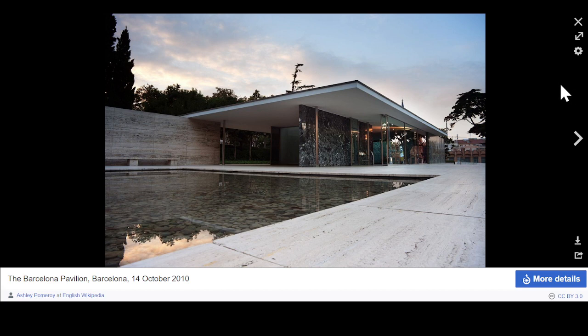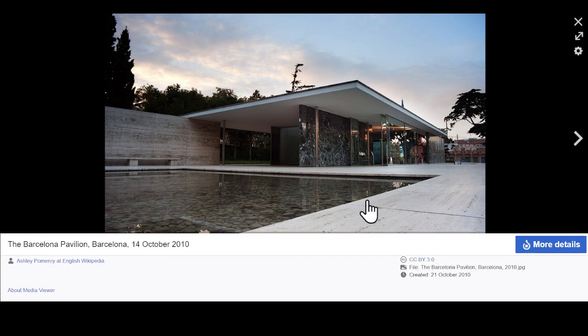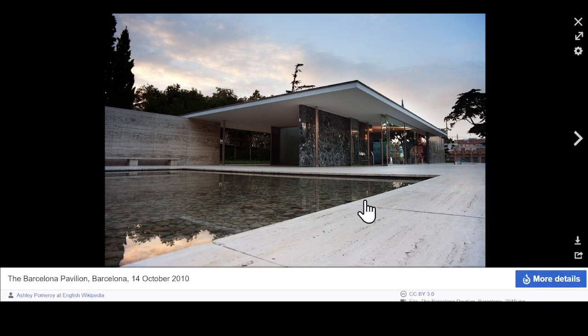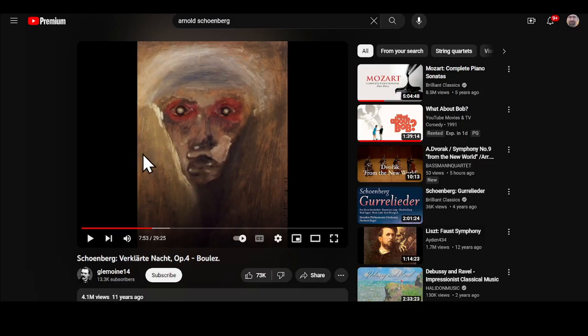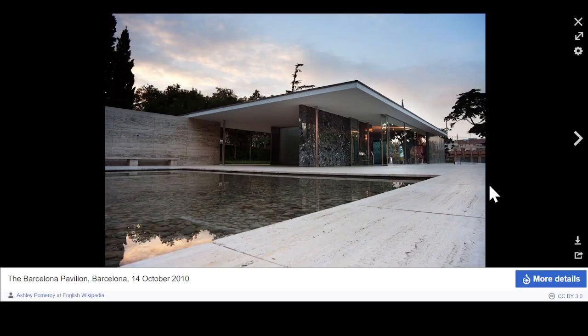This is Mies van der Rohe, the Barcelona Pavilion, which was constructed in, I believe it was 1926, if I remember right. And so here's the essence of modernist architecture. I want to play some modernist music to go along with this from Schoenberg, Verklärte Nacht. So you can get the sense that the music is consistent with the epoch.